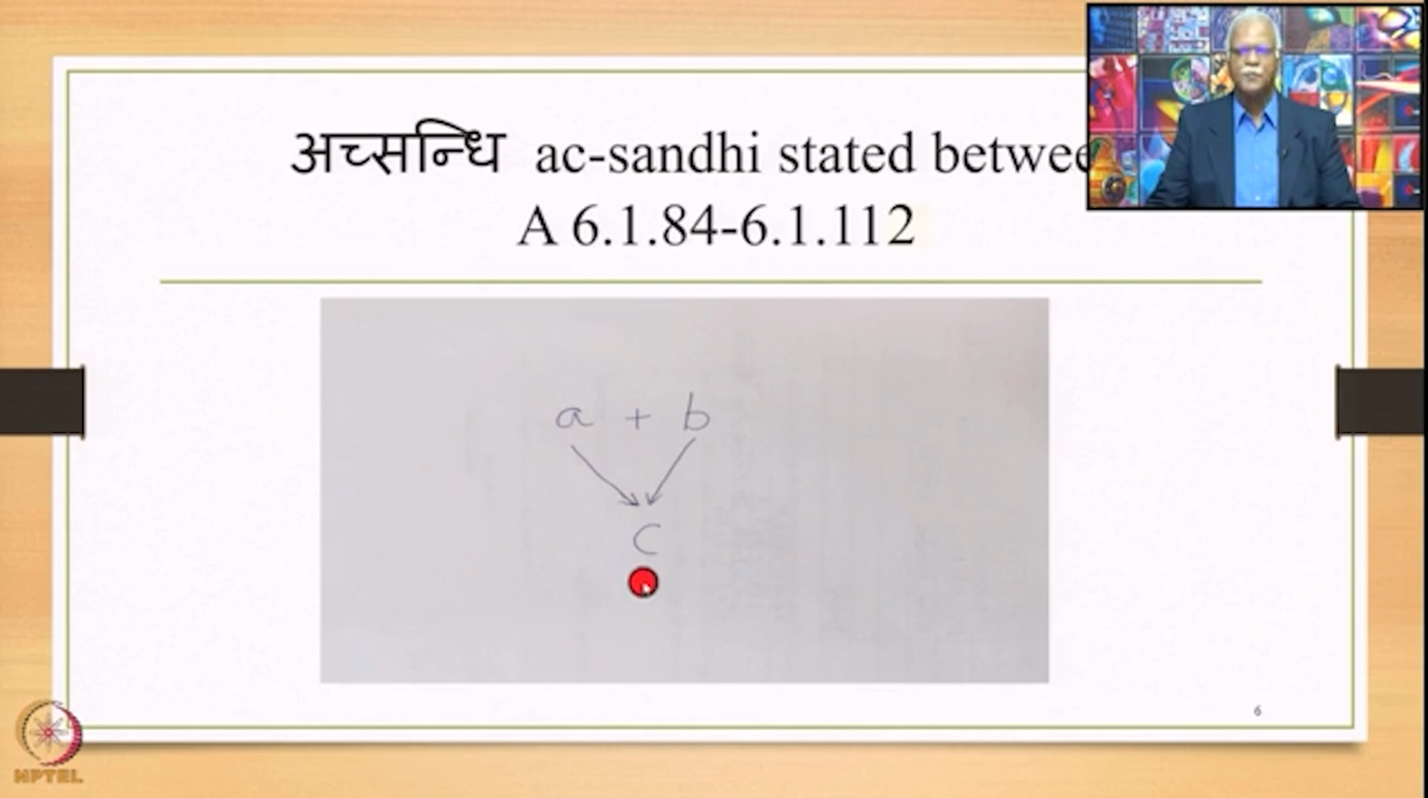Remember, in Ekasthanika Ekadesha, the input was A plus B and the output was C plus B. Only A gets replaced by C, B remains unchanged.